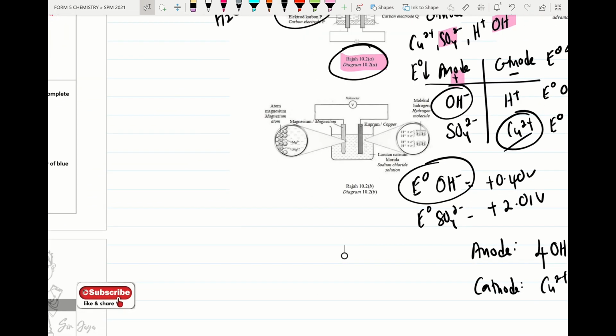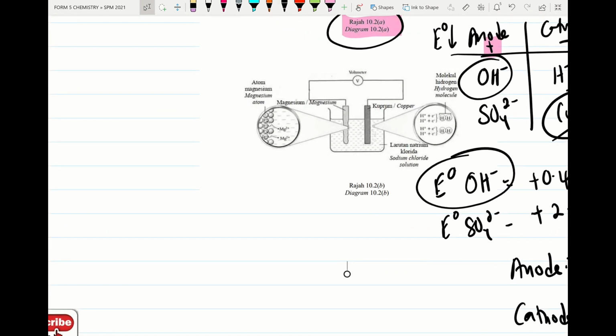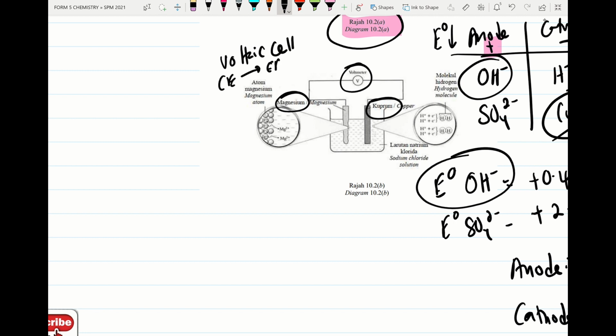So we go for this one. So we go for check the next one. Alright, so magnesium and copper electrode is used. Two different metals with different potential values are used as electrodes. So here we use voltmeter, so therefore this is known as voltaic cell.